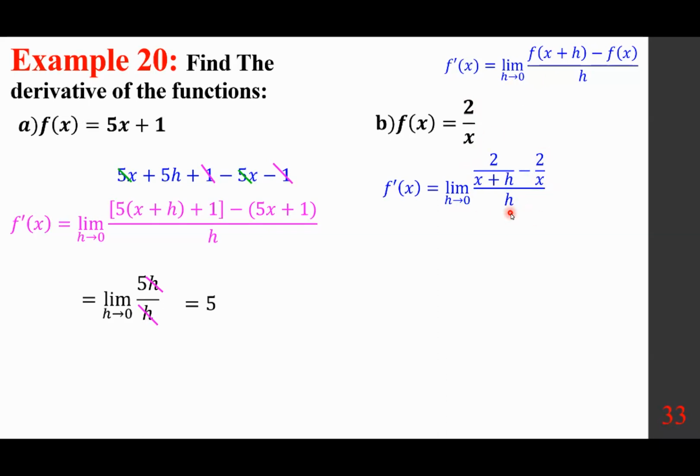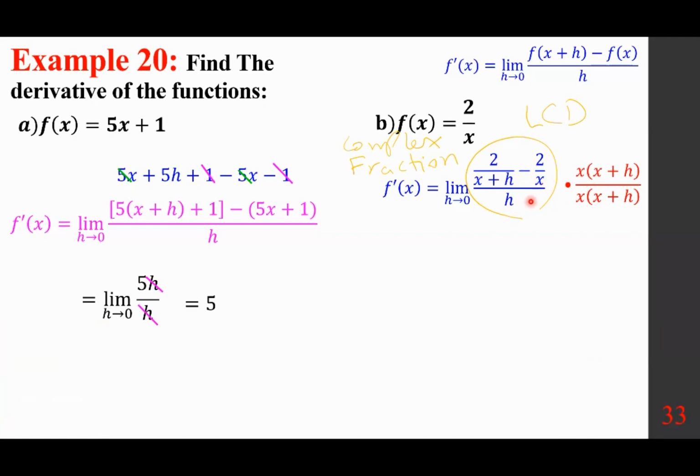And as you recall, this is a complex fraction. So the technique is the LCD. You need the LCD because this is a complex fraction. So what is the LCD? Simply the product of these two, x and x plus h. So you're going to multiply and divide by it.